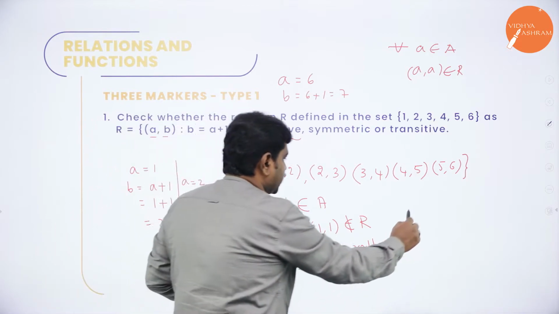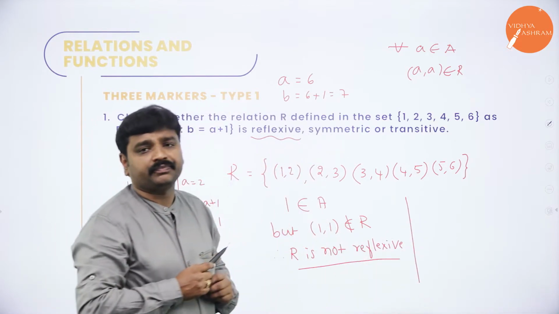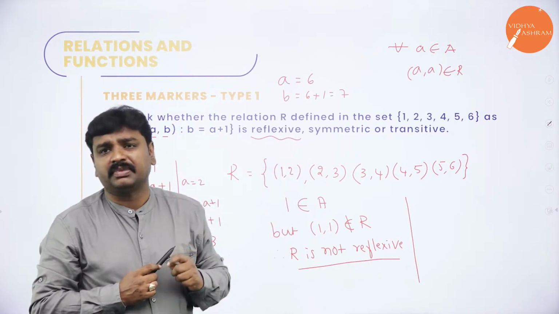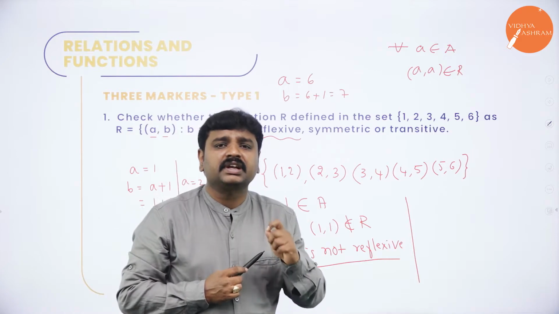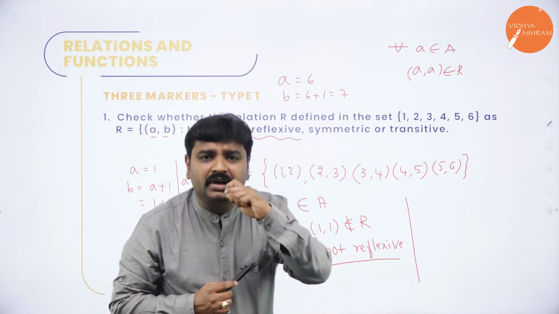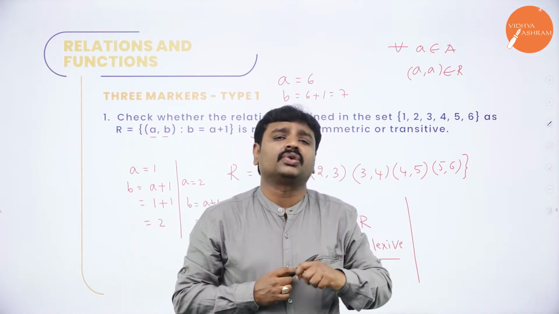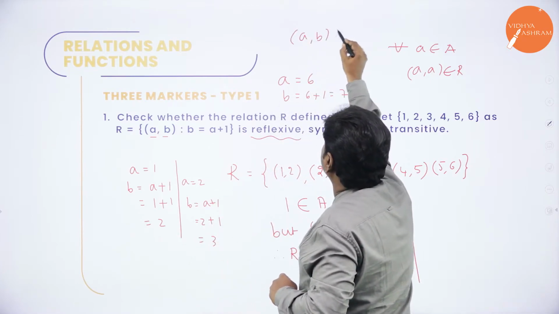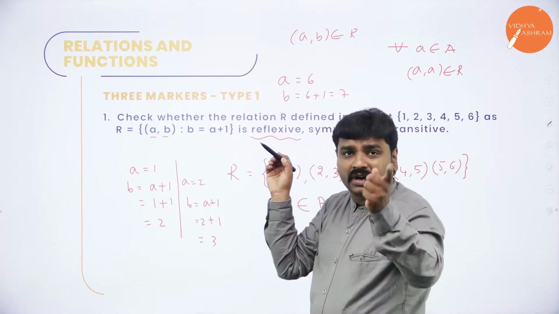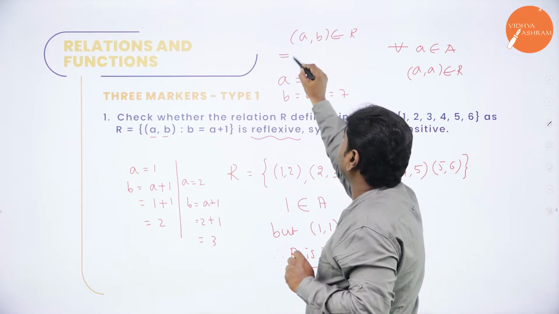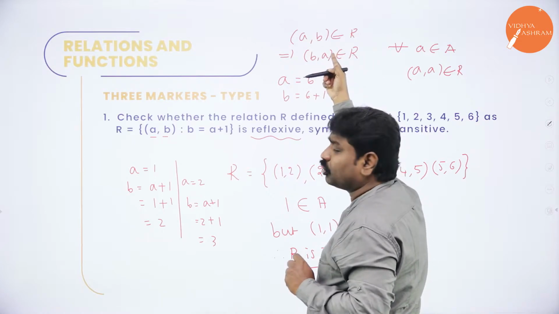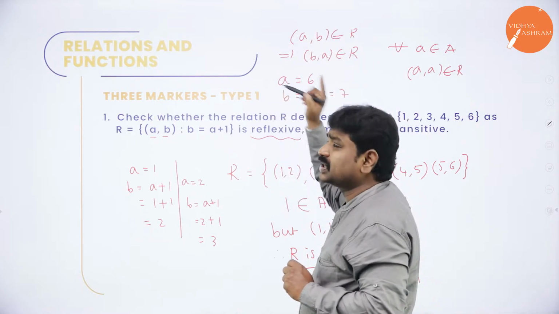Now the second thing, we need to verify whether it is symmetric. How to check whether it is symmetric? What is meant by symmetric? If (a, b) belongs to R, then (b, a) should belong to R. If you have any one ordered pair in the relation, that implies its reverse, (b, a), should belong to R. Means, if a is related to b, then b should be related to a, then it is symmetric.